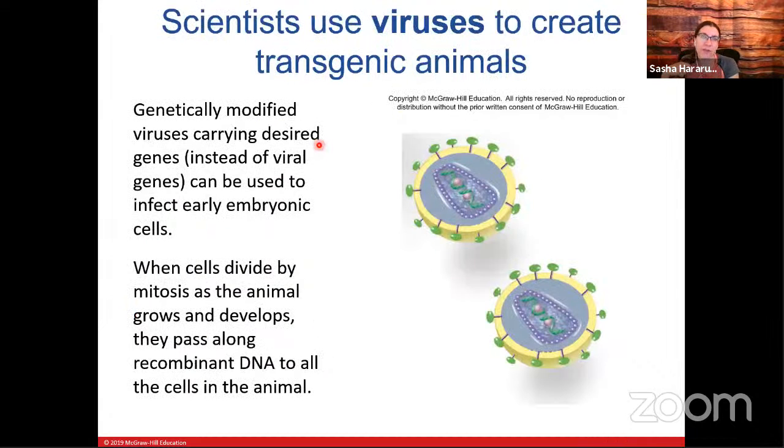For animals, scientists do not use agrobacterium. They usually use viruses. Genetically modified viruses carrying desired genes instead of the viral genes can be used to infect early embryonic cells. When cells divide by mitosis, as the animal grows and develops, they pass along recombinant DNA to all the cells in the animal. Remember, viruses are just genetic material in a protein envelope.